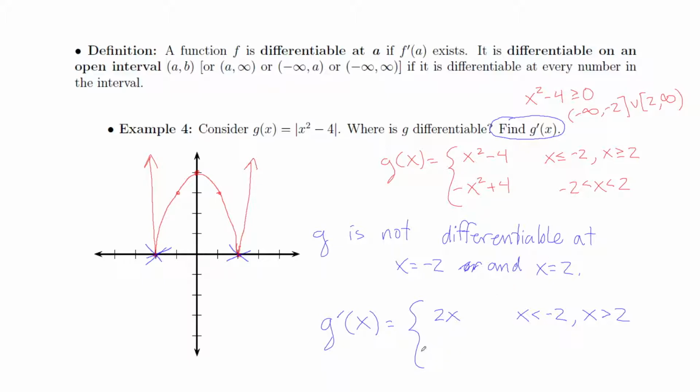And then confirm, again using the limit definition of the derivative, that you get negative 2x when you're using this rule right here. And that happens when you're between negative 2 and 2. So confirm for yourself that this makes sense. If nothing else, it's just a good review problem for Tuesday's test, because the limit definition of a derivative, of course, is a part of that.